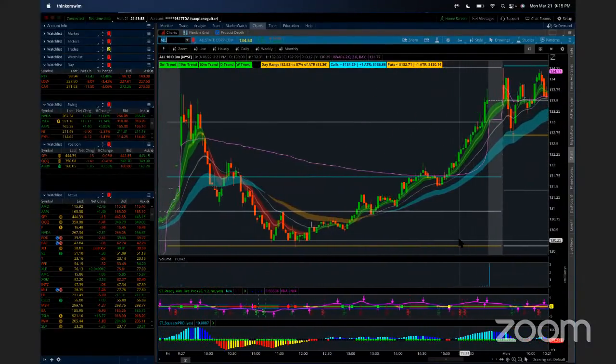Yeah, so look at this end of day. It all day was kind of consolidating, and then it was ripping through. So this was yesterday, and look at this. You could have entered the trade at the end of day and made bank on this one.